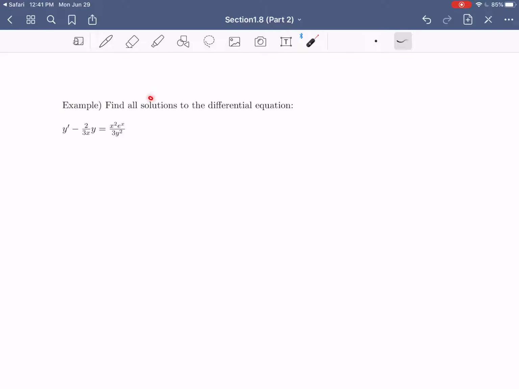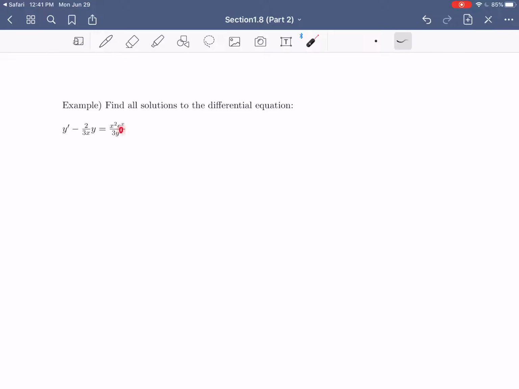All right, so for our first example, we're going to try to find all solutions to this differential equation. Now, as we know, because we're in the second video of 1.8, it's going to be a Bernoulli example, because that's the technique we just learned. But let's think about why the other techniques we have aren't going to really apply. So, first of all, you can throw out linear right away.